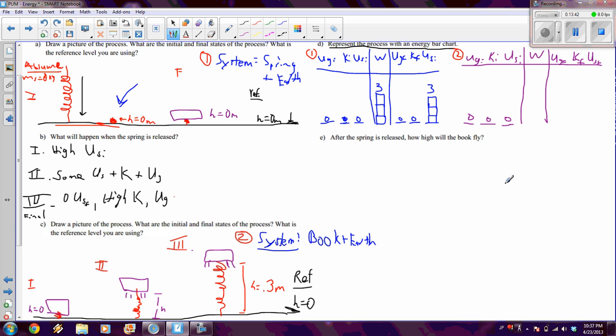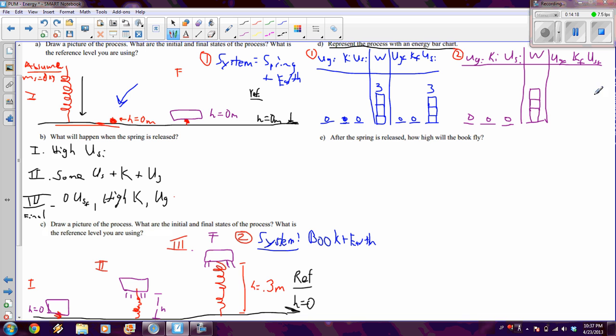And then we'll go to the final stage, and stage 3 would be our final. There is work done on the book. It happens to be done by the spring because the spring has this potential energy. And so consider that it does the same amount of energy here. So 3 boxes.